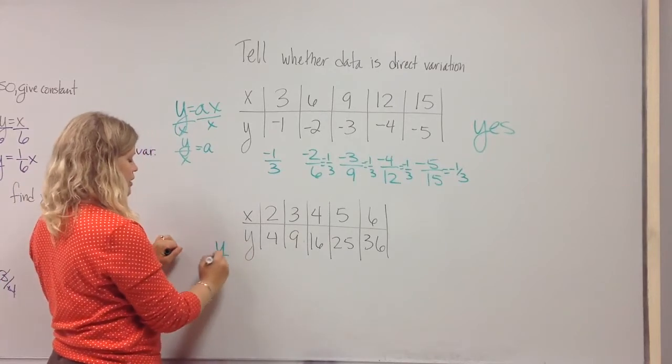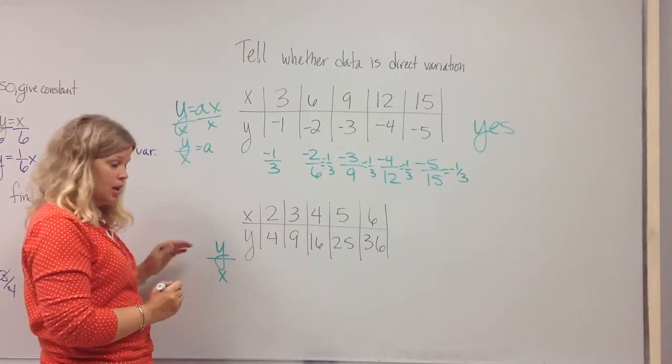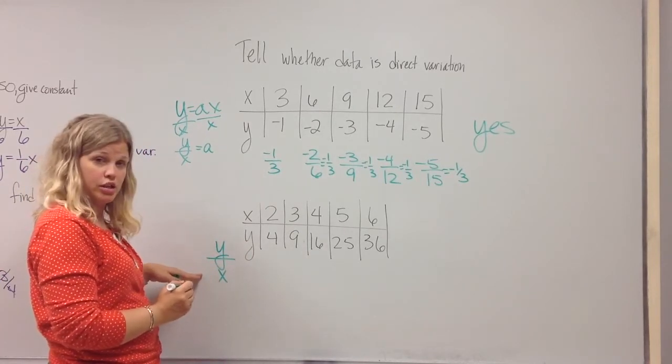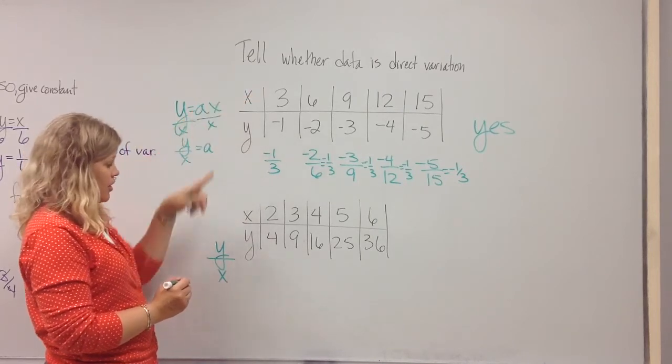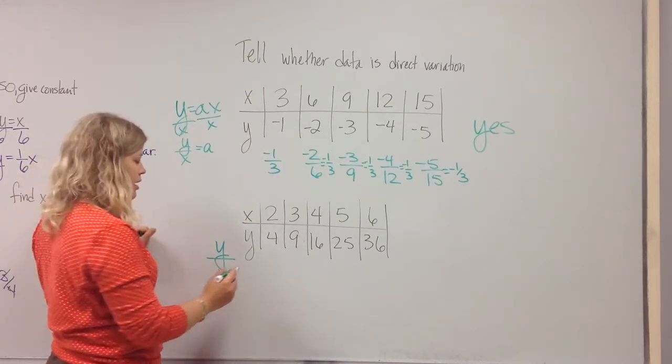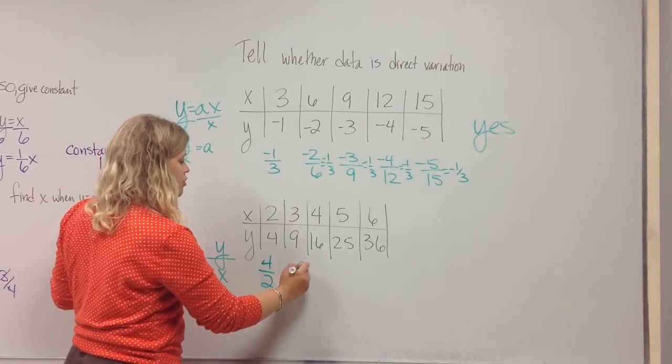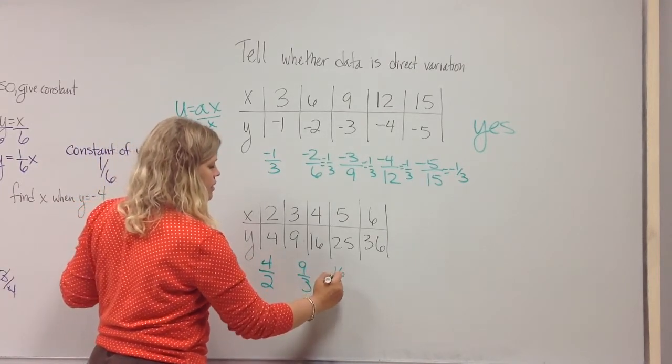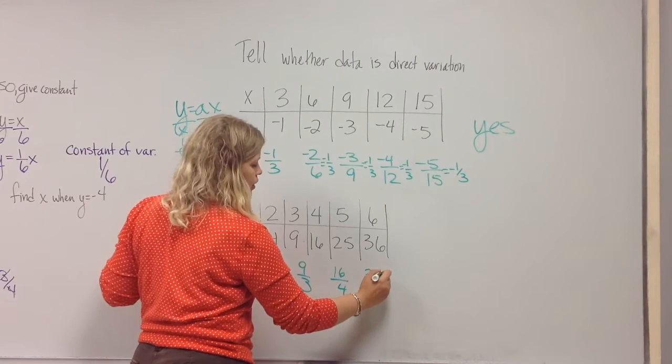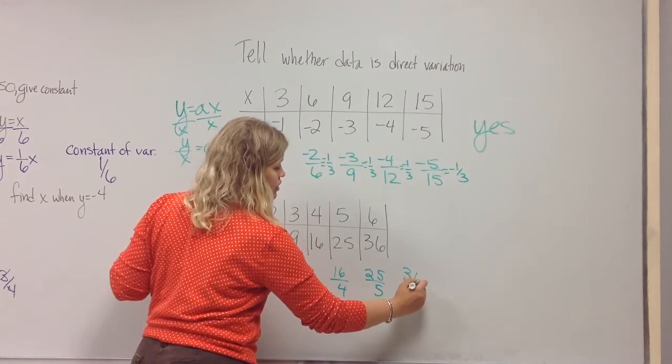Let's look here. If we take, once again, y divided by x, you might want to put that down on your study card to check if it's direct variation or not. Divide y by x. So 4 divided by 2, 9 divided by 3, 16 divided by 4, 25 divided by 5, 36 divided by 6.